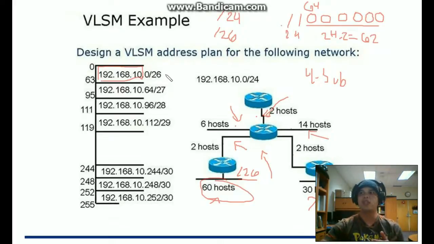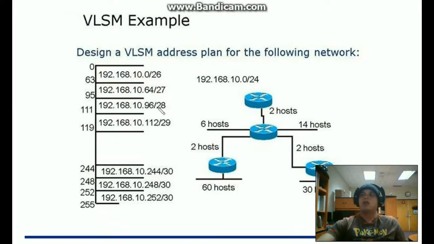So notice this scheme here, the smaller subnet mask, which is the bigger network, starts at the very bottom. So we have 26, and we got 27, 28, and then 29, and then 30 is at the bottom. I'll explain all that in just a second. So biggest networks first. Then we move on to the next biggest network.